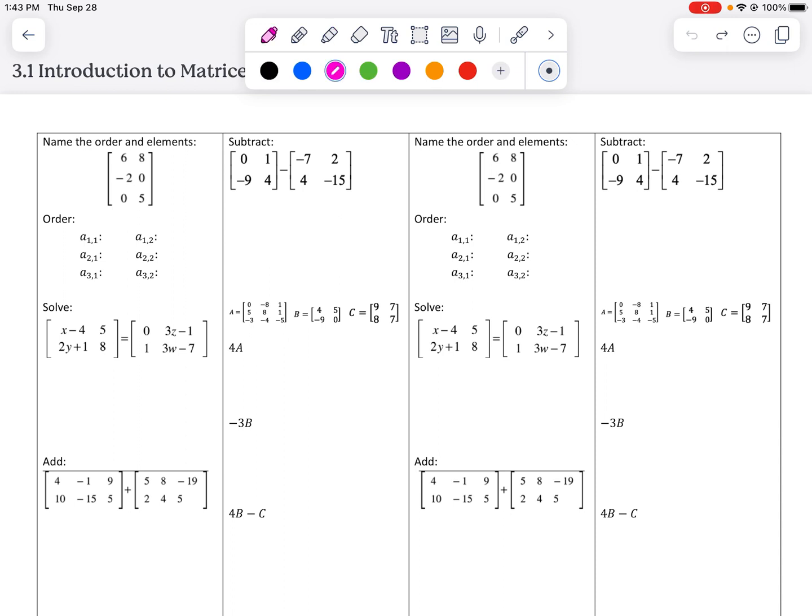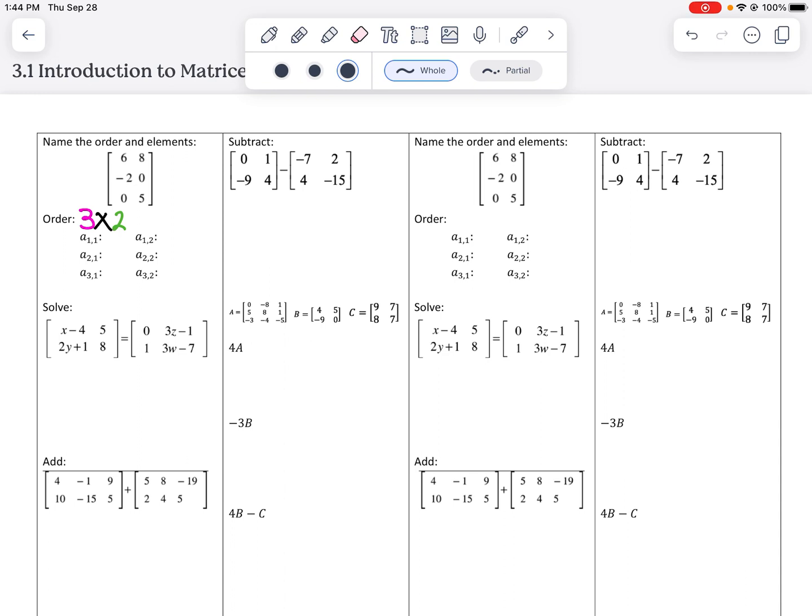there are 1, 2, 3 rows and 1, 2 columns. So the dimensions of this matrix are 3 by 2, or the order of this matrix is 3 by 2. So we're going to name rows first, and then we're going to name columns second.